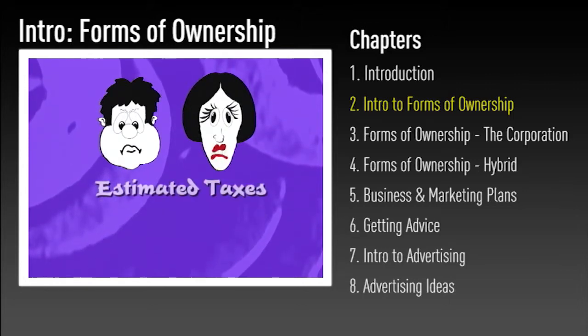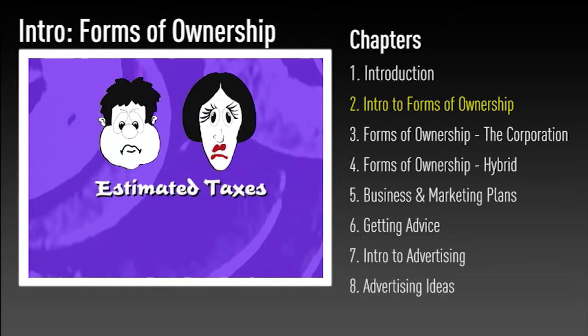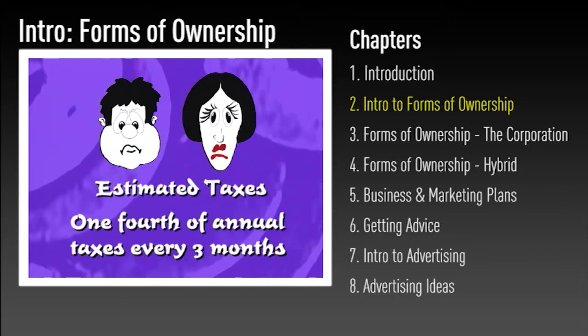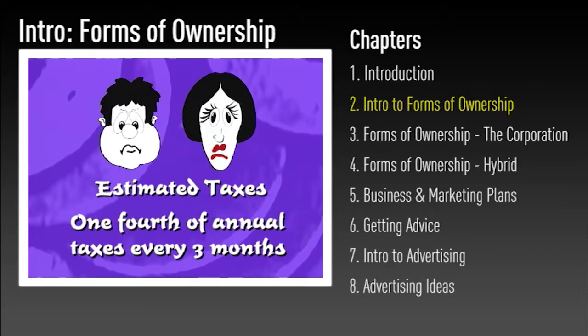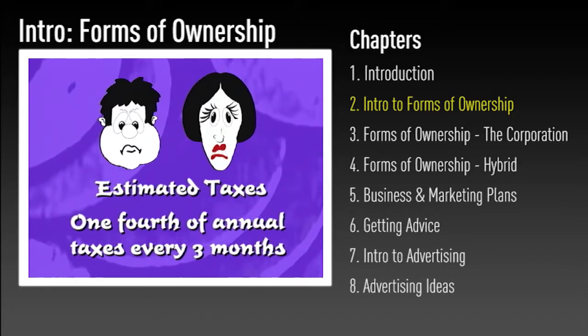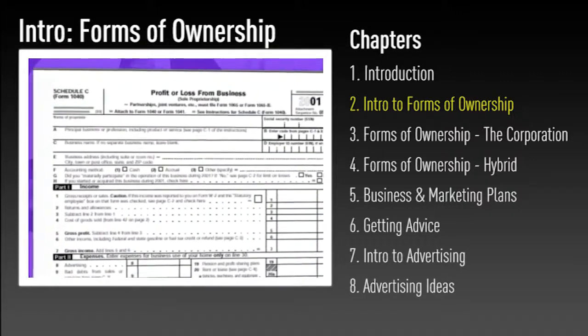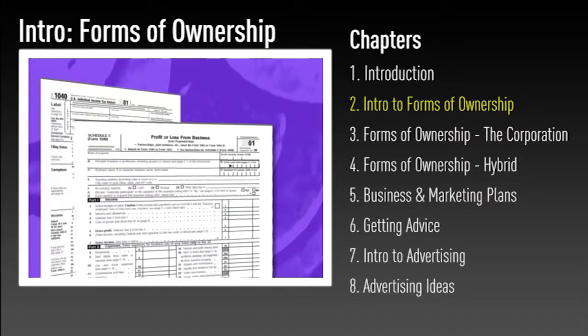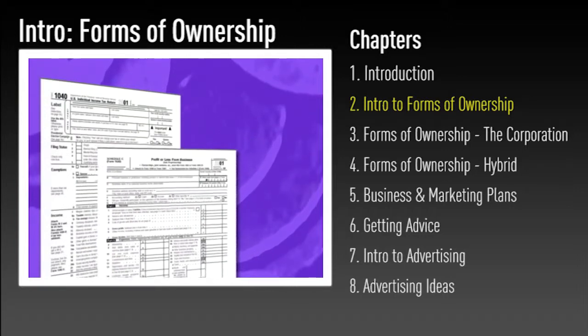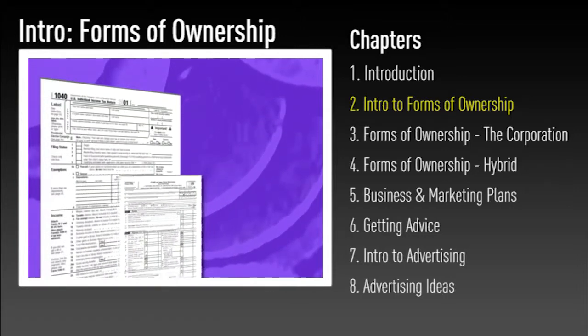However, they have to pay estimated taxes to the IRS. This means that every 3 months, they need to send a check to the IRS for 1/4 of the amount of taxes they need to pay for the year. When they file their tax return, they will need to fill out a Schedule C, which will list their business income, expenses, and profit and loss.